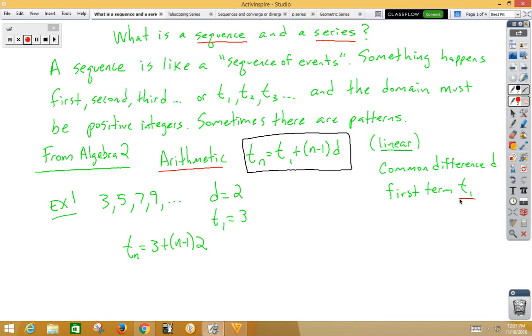So back in Algebra 2, we learned if we have the sequence 3, 5, 7, 9, notice that the common difference is 2. The first term t sub 1 is 3. And if we plug into the formula, we would get 3 plus (n minus 1) times 2. That would allow us to find any term in the given sequence.